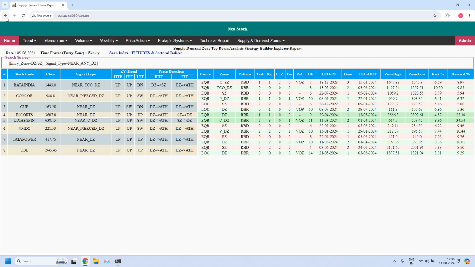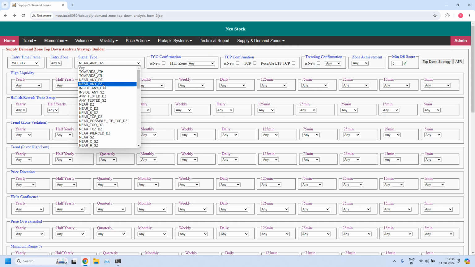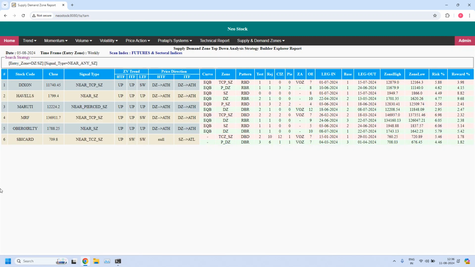Okay, the next report. I'm going back to the weekly time frame, let us find the stocks near weekly supply zone. Now 6 stocks are filtered near to the weekly supply zone.